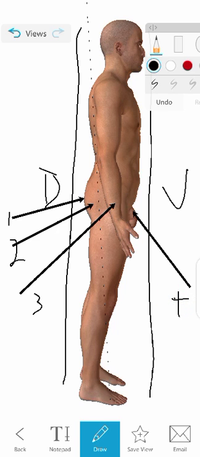All right, so point 1 is dorsal to point 2, point 2 is dorsal to point 3, point 3 is dorsal to point 4. In the same way, point 4 is ventral to point 3, point 3 is ventral to point 2, point 2 is ventral to point 1. In the same way, point 3 is ventral to point 1.